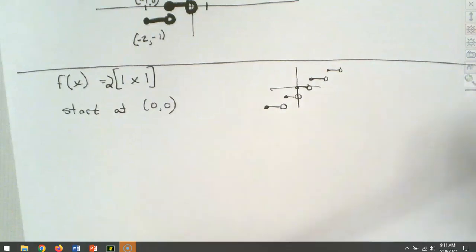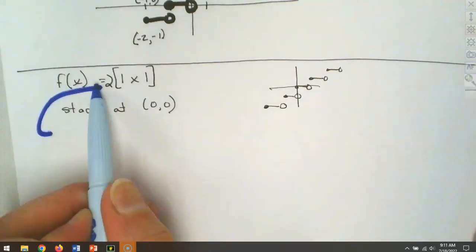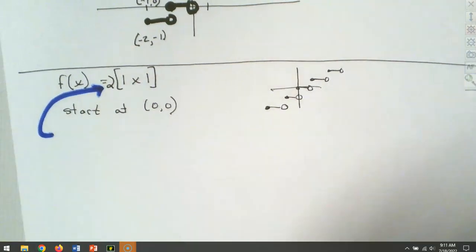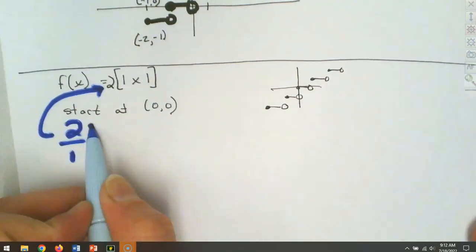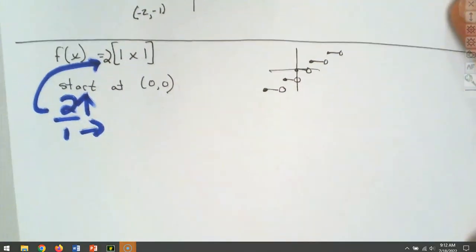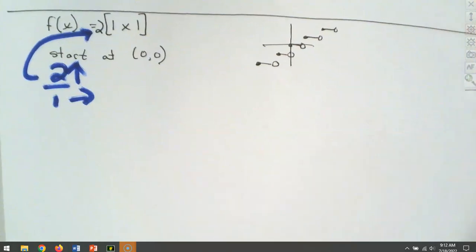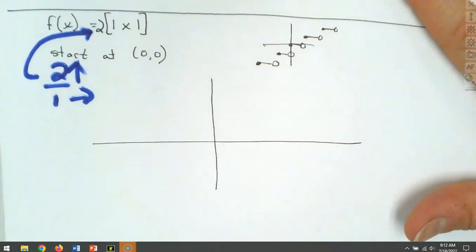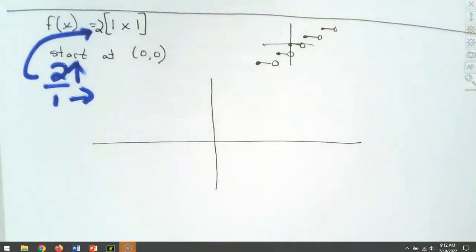Now that 2 is out in front. And so that means we're going to have that as a 2 over 1. So we're going to go up 2 and over 1. And all that's going to do is make the steps taller, make them steeper. We're not ever shifting it left or right. All we're doing is either making them taller or making them smaller. So we're going to start here at 0, 0 with a closed circle.